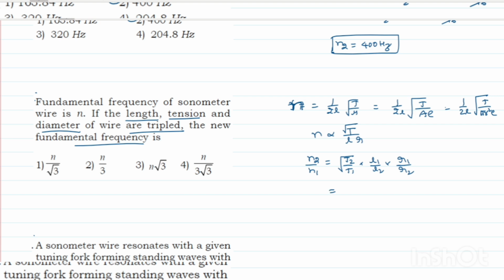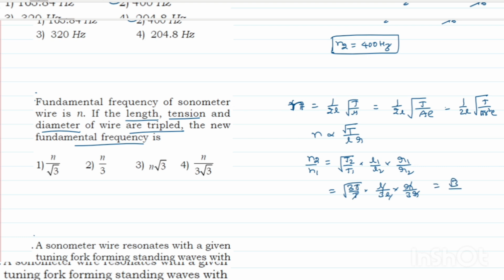So here the tension force is given as tripled. So you can take 3T by T into L by 3 times its length, and R by 3R, which you will be getting. L and L get cancelled, R and R get cancelled. So here we will be getting 3 threes are 9, and T and T get cancelled.